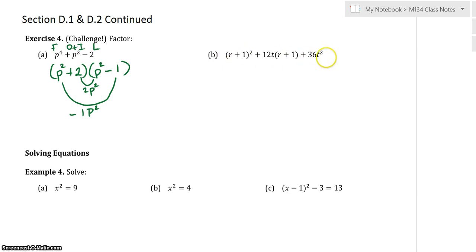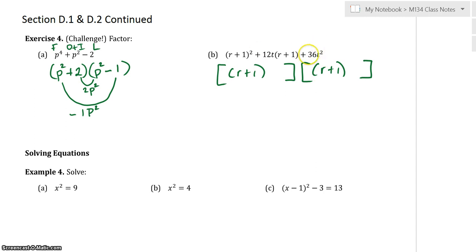The same with this one. If you notice, this is a 1 right here. So believe it or not, you can do this the same way. But we're going to have a big situation here because we need an r plus 1 and an r plus 1 to make an r plus 1 squared. You can even put those in brackets if you would rather, and then these could stay in parentheses.